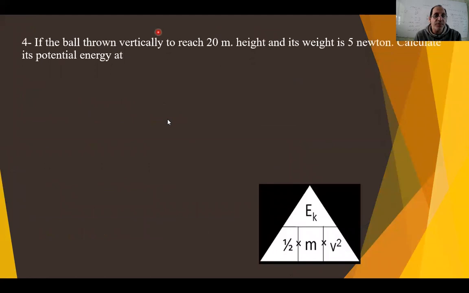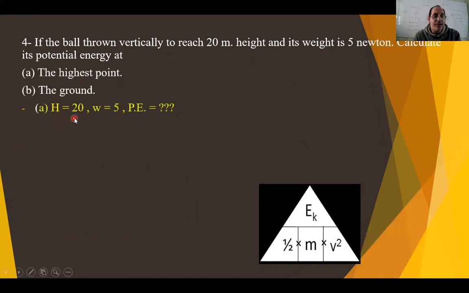Let's go to another problem. If the ball is thrown vertically to reach 20 meters height, this is the height, and its weight is 5 newtons. So I have here the height is 20, the weight is 5. Calculate the potential energy in two cases. Number one, the highest point, which means the maximum height, which is 20 meters, and on the ground.